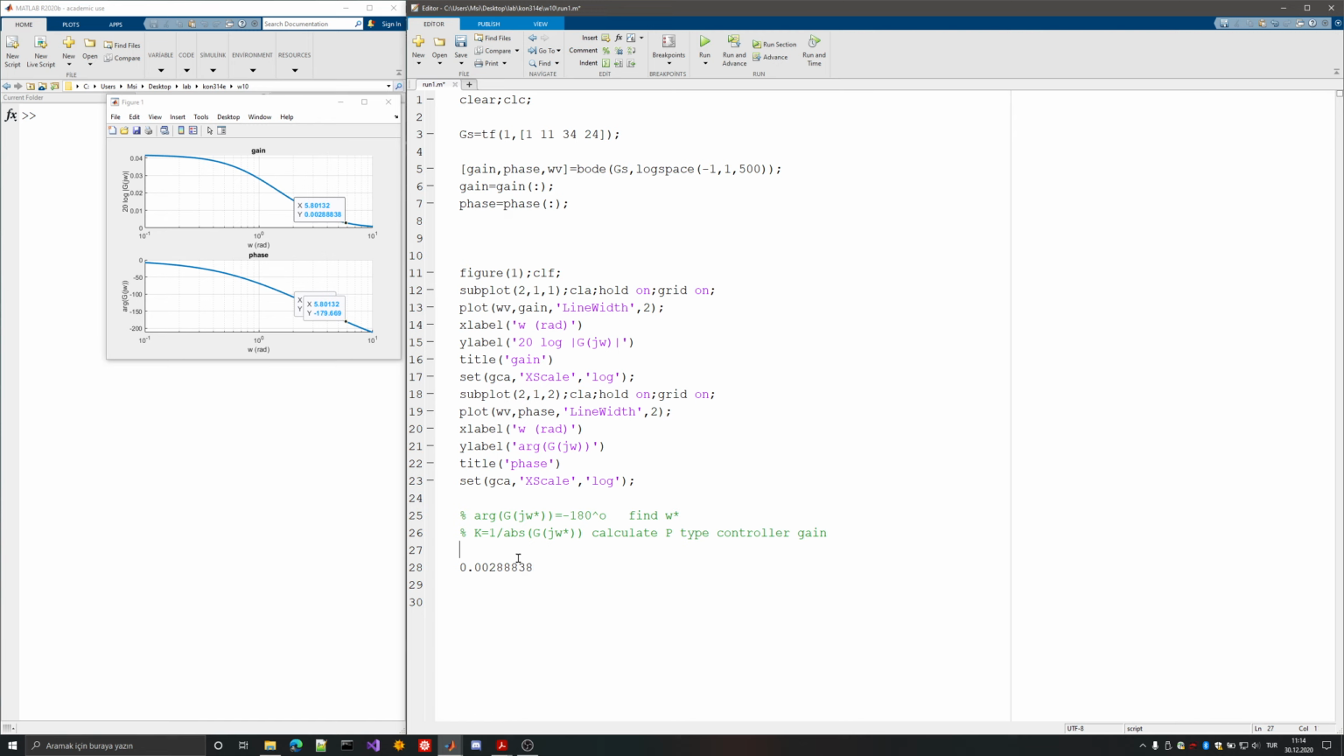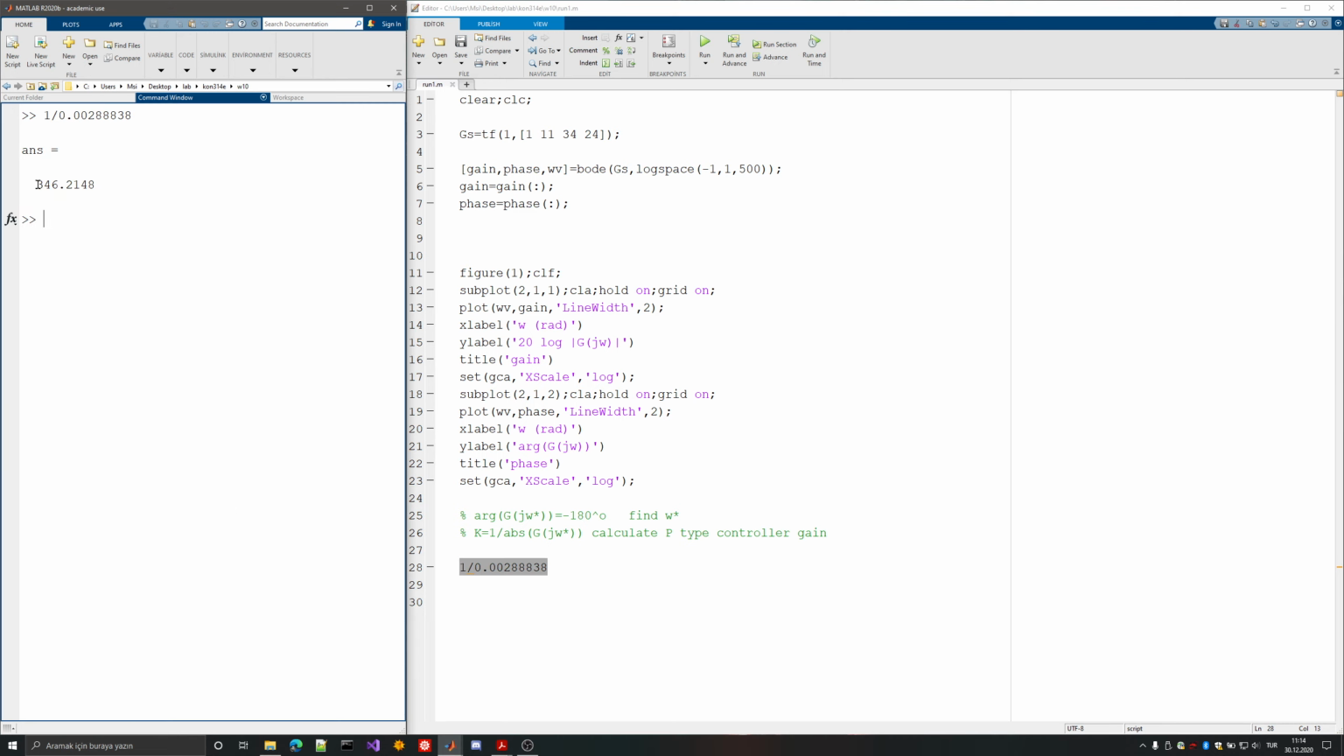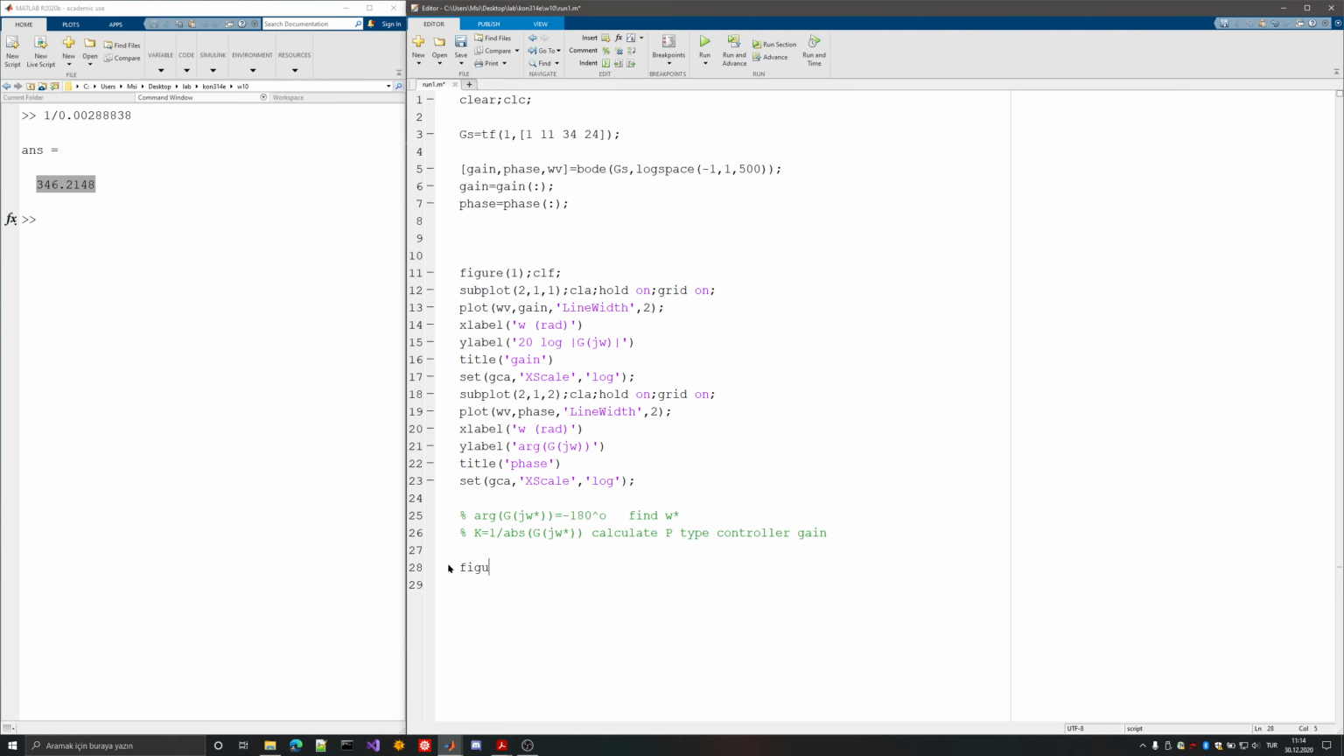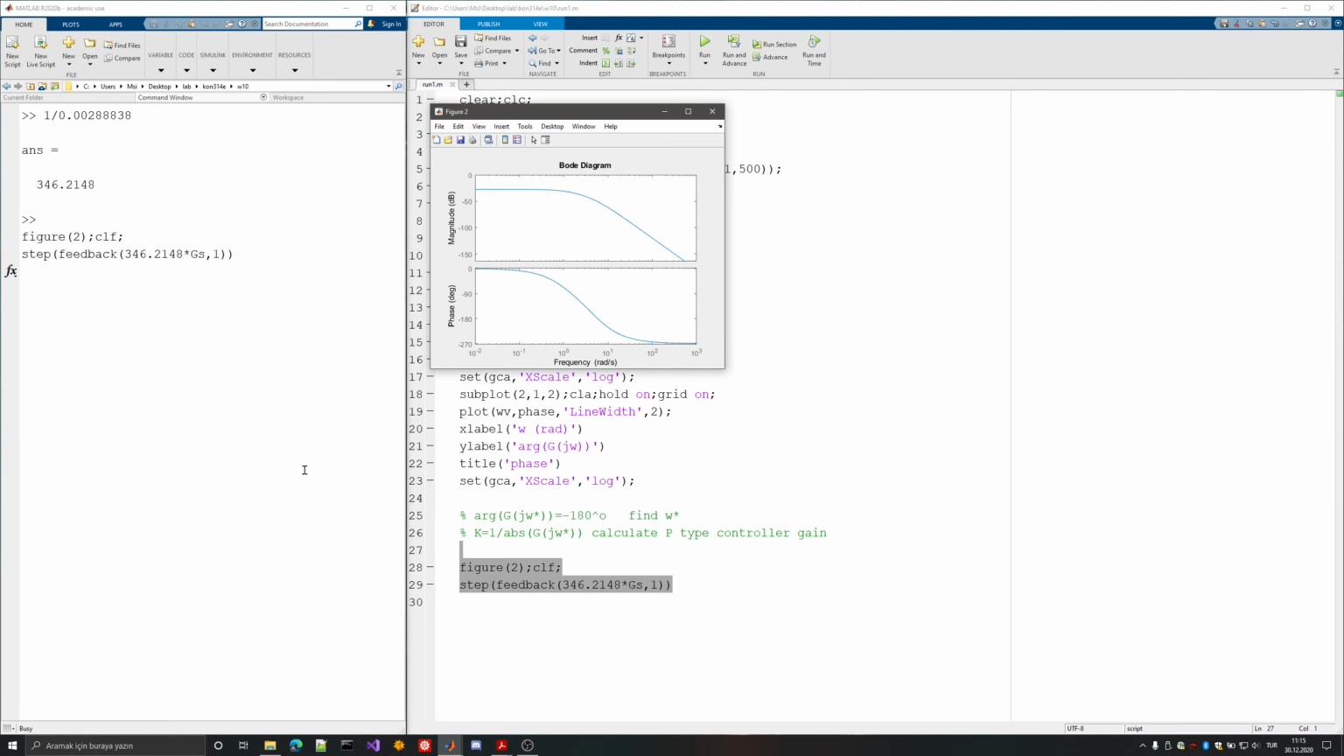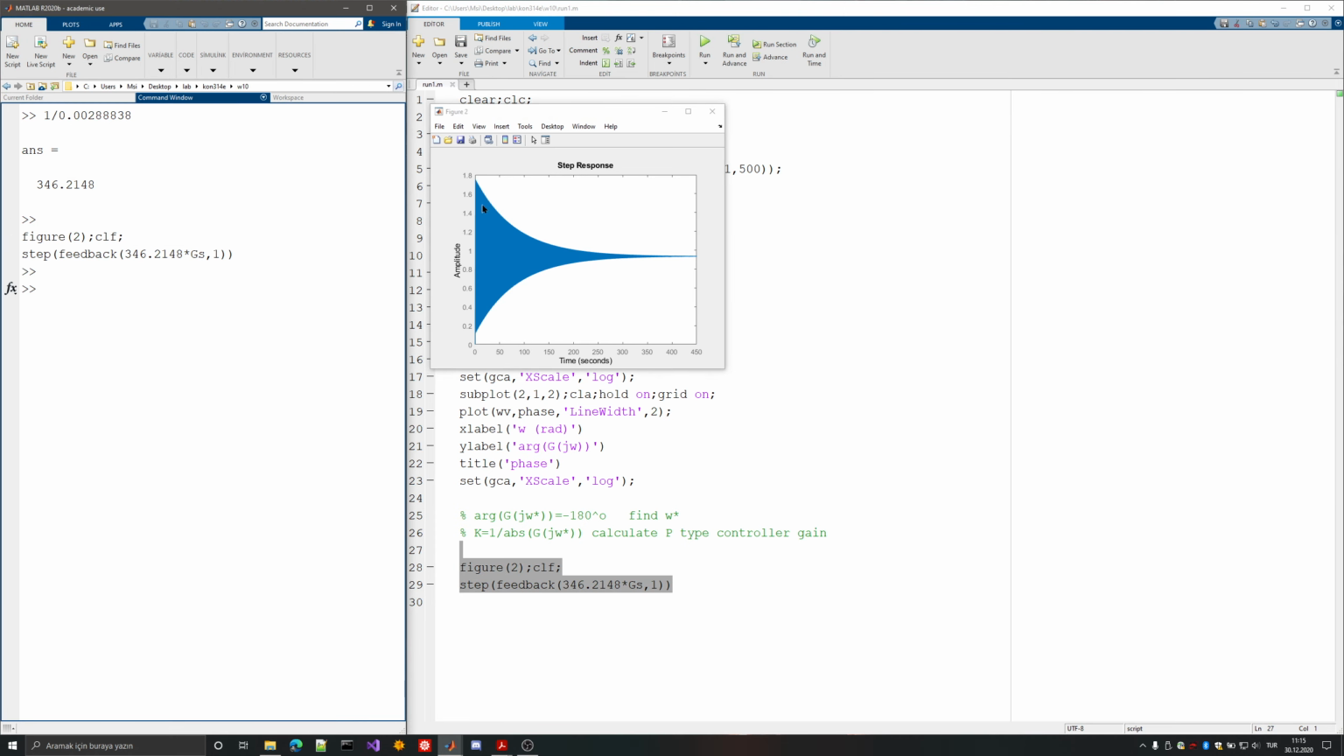0.0028838. So the inverse of this will give me the upper bound for k. And it is 346.21. So if I use this for feedback, let's have figure 2. The step response of the feedback using this value times gs, 1 should give me an oscillatory step response. And you can see that here.